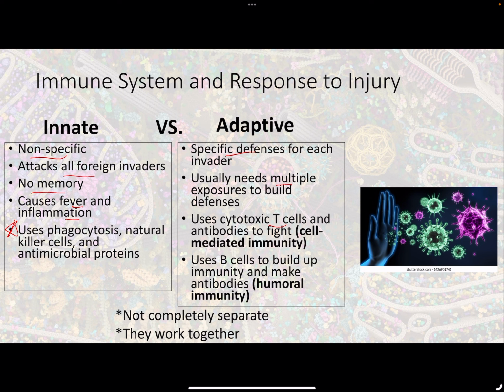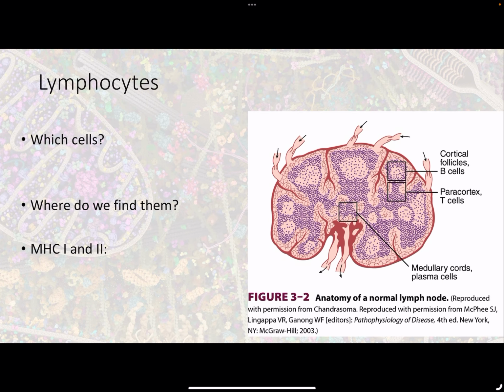It's going to use cytotoxic T cells and B cells that make antibodies. This is known as cell-mediated immunity and humoral immunity. So let's look at some of the cells of the immune system.